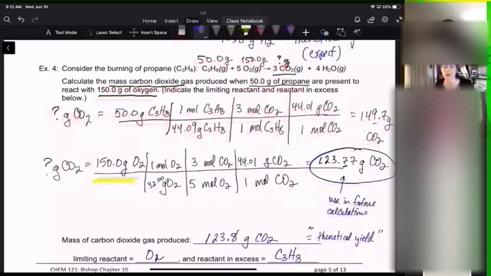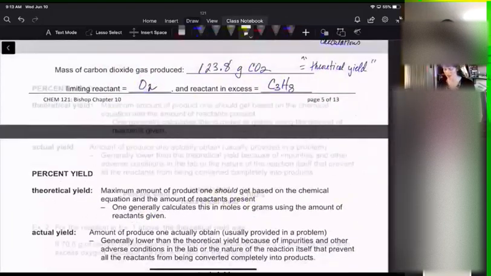So just to review, how do we know it's a limiting reactant problem? We know because it gave us two of our reactants. So we have to find out which one is going to produce the smallest amount of products. We're going to move forward now.